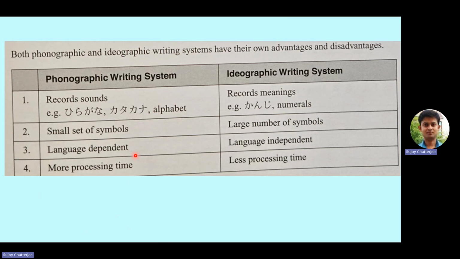A word written with the phonographic writing system takes more processing time to read out and to understand the meaning, but the ideographic writing system takes less processing time. Why so? Because when we look at a symbol, we instantly know what is the idea behind that, what is the meaning of that symbol. We don't have to read anything, we just look at it and we know. So the processing time in our brain is very, very less when it comes to the ideographic writing system, that is kanji.